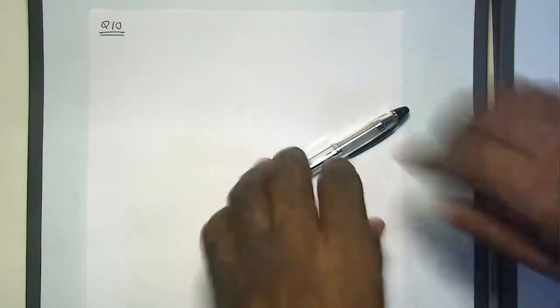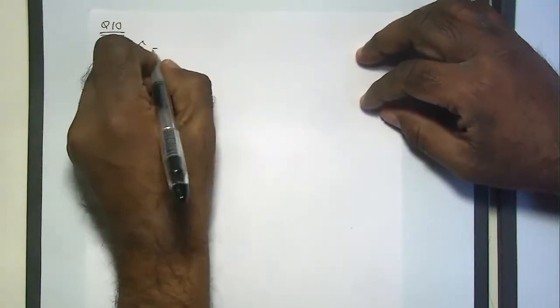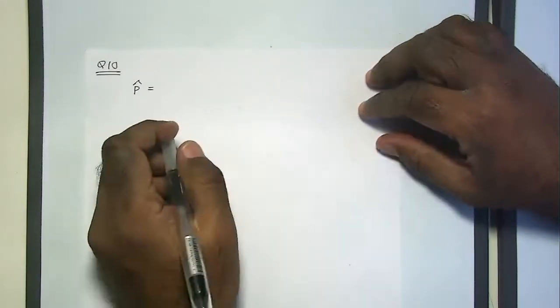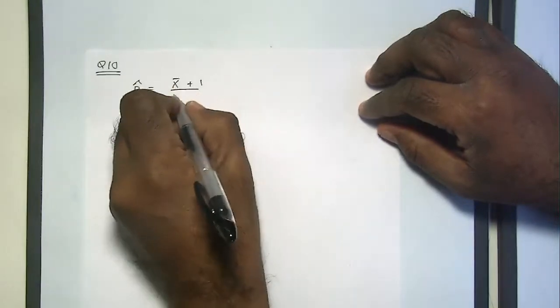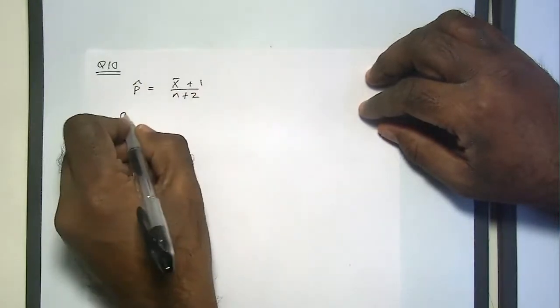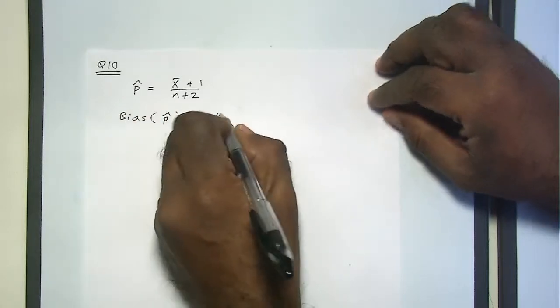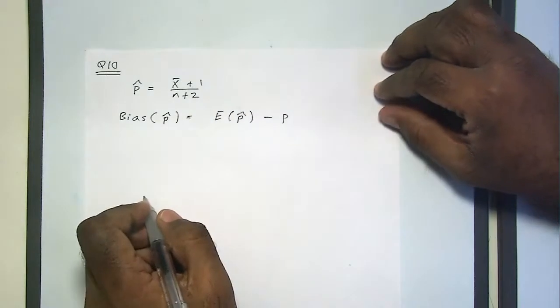Alright guys, let's see. Have you done question 10? It should be easy for you because you already did quiz 5. So you have p hat equal to x bar plus 1 divided by n plus 2, right? And we want to find the bias of p hat, which is the expectation of p hat minus p. I'm sure all of you know that, right?